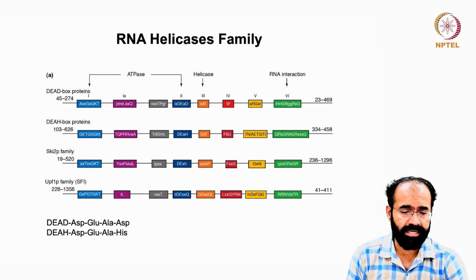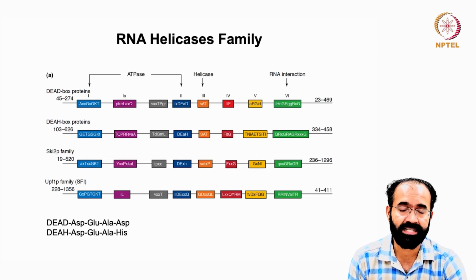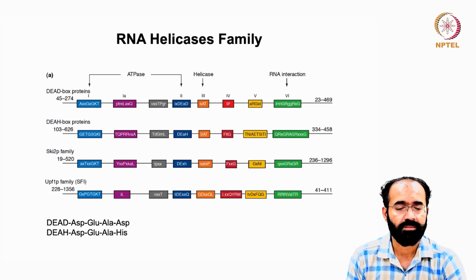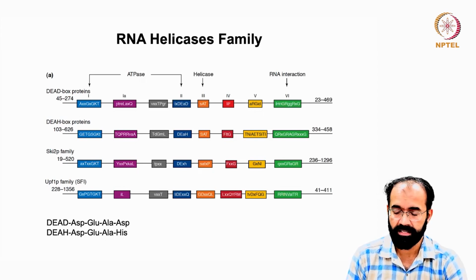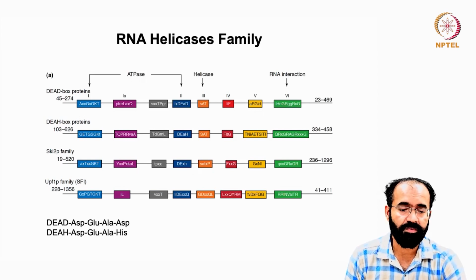So DEAD and DEAH stand for aspartic acid, glutamic acid, alanine and aspartic acid, and in the same way, aspartic acid, glutamic acid, alanine and histidine. That is what you see in multiple places. That is not important. What is important is the function they are able to do, because they have different boxes. Don't think that every protein will have the same boxes.